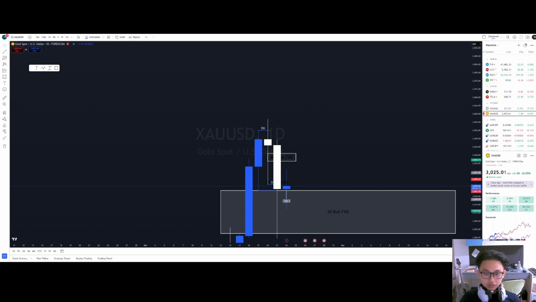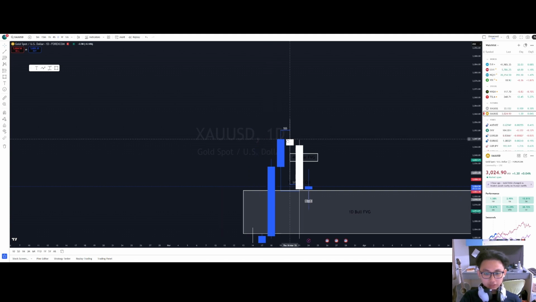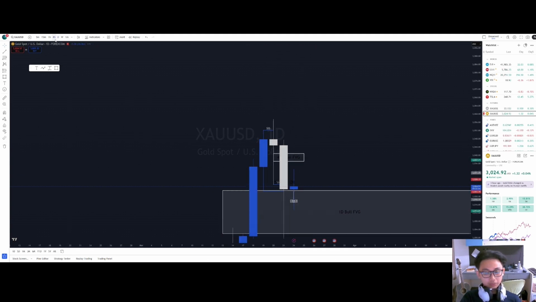Hey traders, let's take a look at two trades that we took on gold. One last Friday and another one today. So here on the daily time frame, you can see that price has swept buy side liquidity and it has headed downwards. So our bias is bearish.